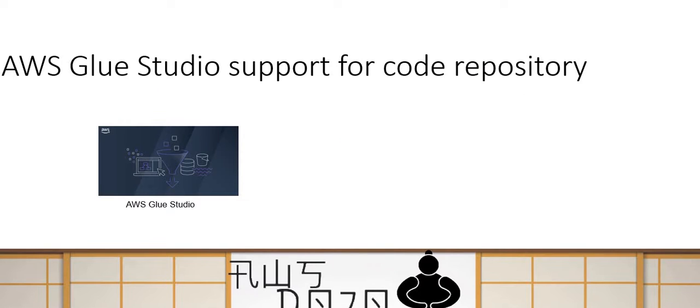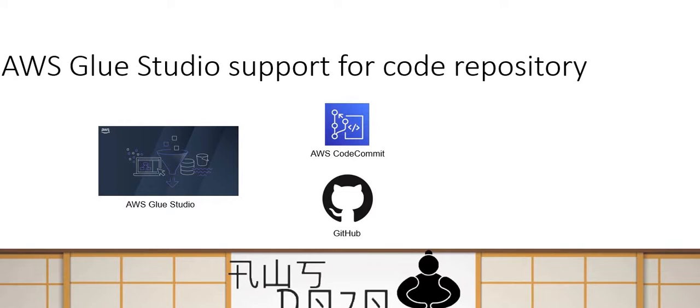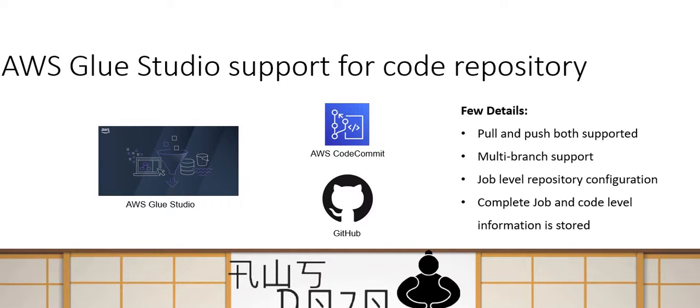So AWS Glue Studio supports code repository, and basically this feature was enabled, I think, a couple of months back, if I'm not wrong. And Glue Studio supports two code repositories at this point in time. One is AWS CodeCommit, which is a code repository or source control solution from AWS, and the other one is GitHub. So it provides integration with both CodeCommit and GitHub. Now, a few things you need to know for such integration.